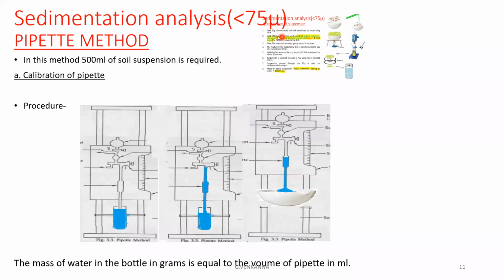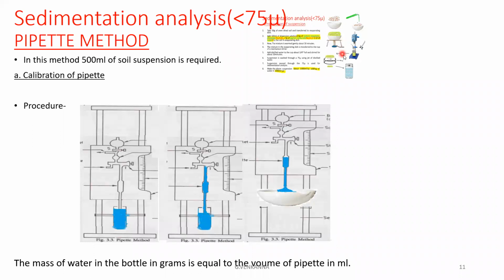The process is like this: 50 grams of oven-dry soil is taken. We have to add 100 ml of dispersing solution. The dispersing solution is prepared with 33 grams of sodium hexametaphosphate plus 7 grams of sodium carbonate in 1 liter of distilled water. Out of this 1000 ml of solution, we take 100 ml and add it to 50 grams of soil. After mixing, we heat it for about 10 minutes.